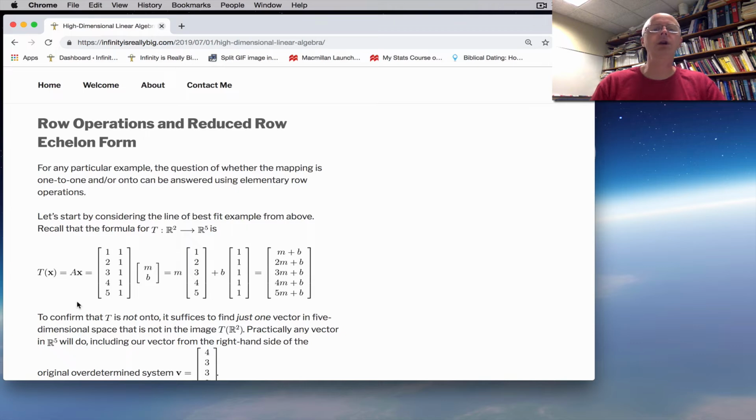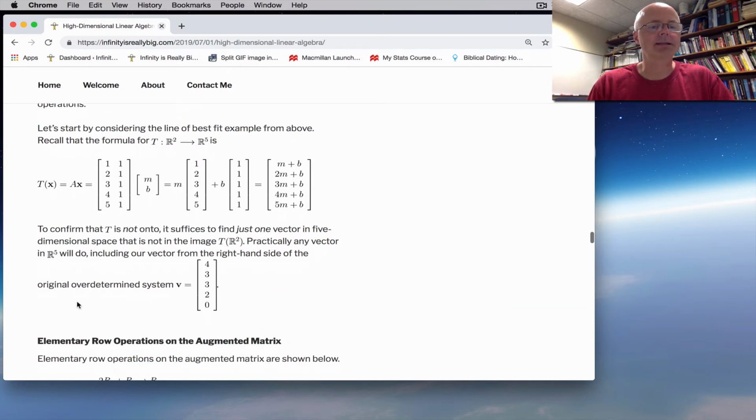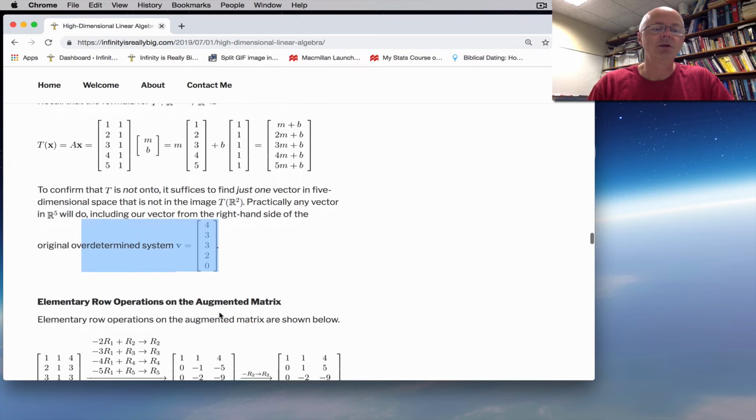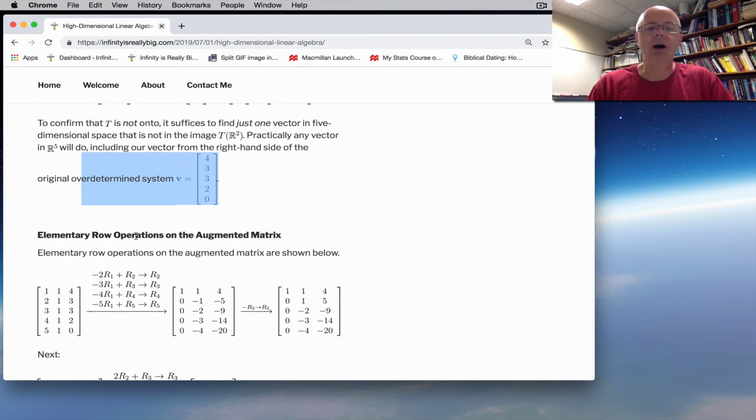Take another deep breath. We're on to row operations and something called reduced row echelon form, which is a fundamental thing for thinking about answering questions like this in higher dimensions. What we want to do ultimately, for example, to decide whether this function is onto, and it's not going to be onto, is decide whether this vector is in the image or not, and it's not going to be. To do that, we do elementary row operations on the augmented matrix.